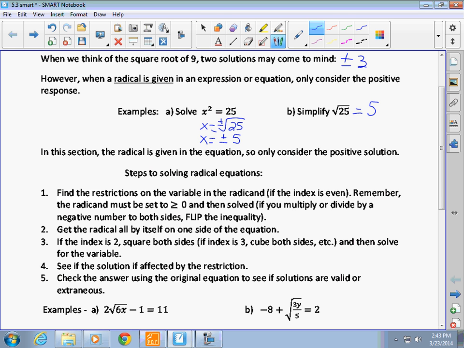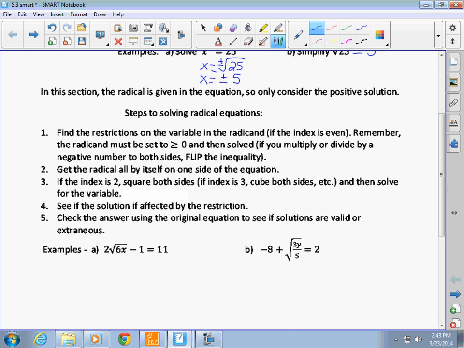So steps to solving radical equations. Number 1 says you need to find the restrictions on the variable in the radicand if the index is even. So we did that, I think, in section 5.1 where we were looking at restrictions. Remember, the radicand must be set to greater than or equal to 0, and then we solve it. If you multiply or divide, then remember to flip that inequality sign. So that's nothing new. Remember, if it's an odd index, like a cube root or a fifth root, you can actually have a negative underneath the radical sign because you could find a possible solution for that.